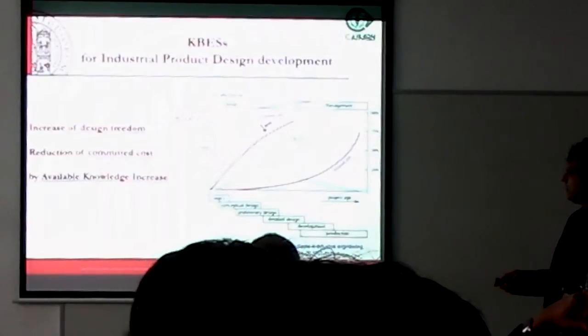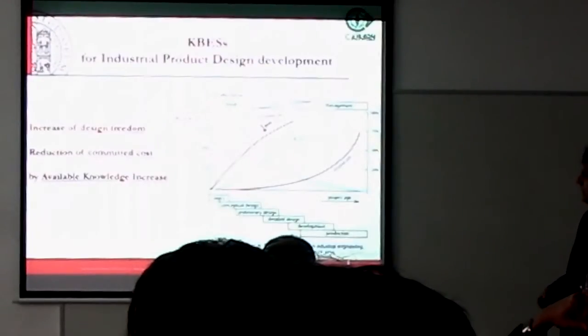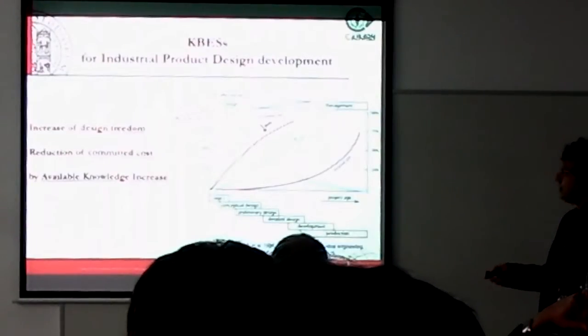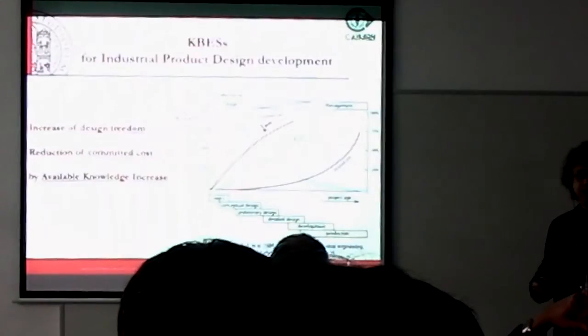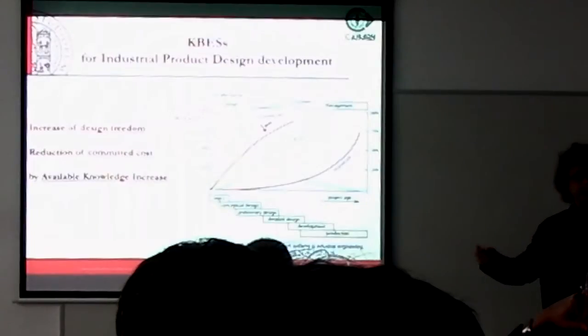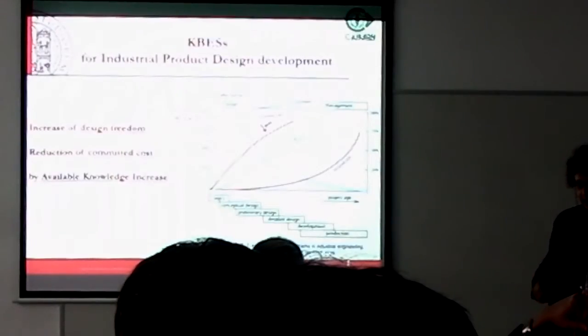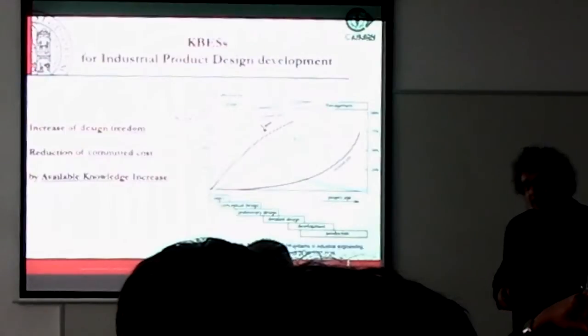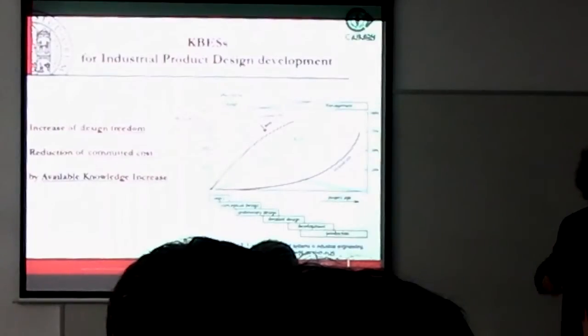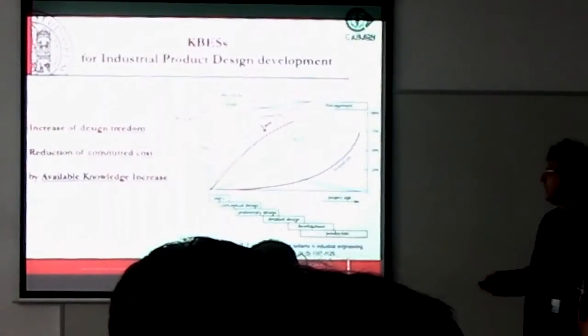Before, a simpler scheme was realized by Swift. The aim of a knowledge-based engineering system is to increase the design freedom. It means that the designer must be free to think only about the shape of the product without having the problem of thinking about the calculation, the validation, verification, and so on.